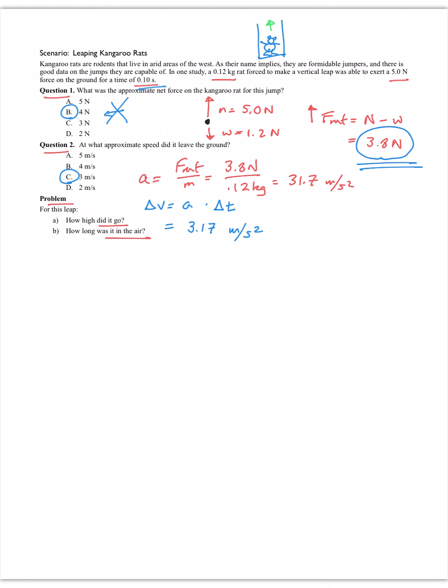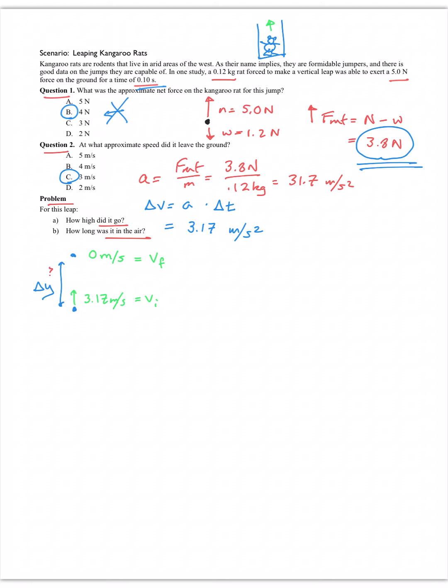First off, let's take a look at how high it went. Now the kangaroo rat left the ground at a speed of 3.17 meters per second, and it made it to a height I'm just going to call delta y. When it got to its highest point, its final speed was just 0 meters per second. We know that's true. So my initial speed is 3.17 meters per second, my final speed is 0, and the question is, what is delta y?